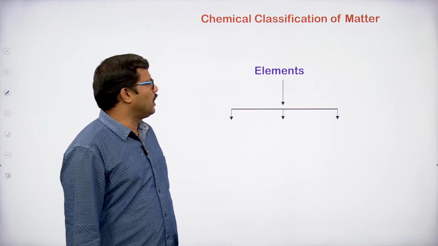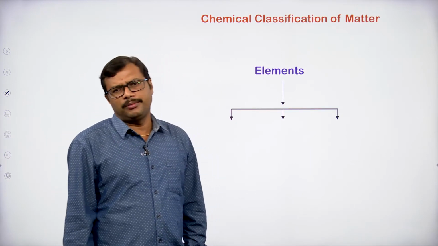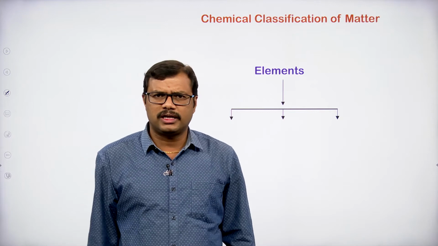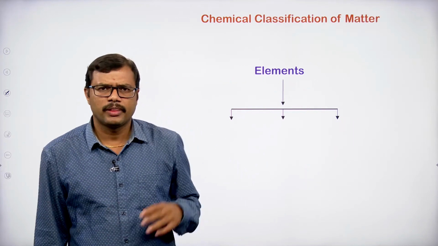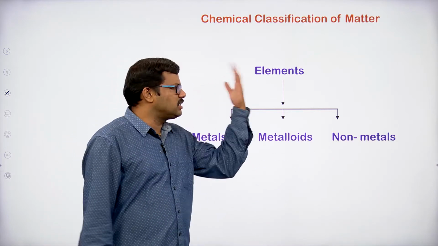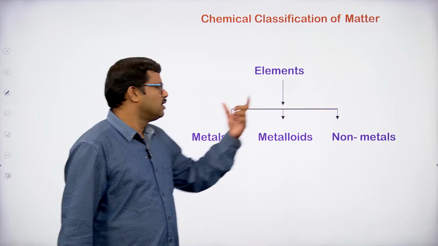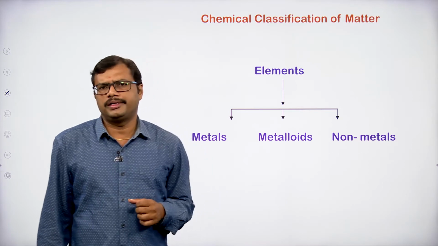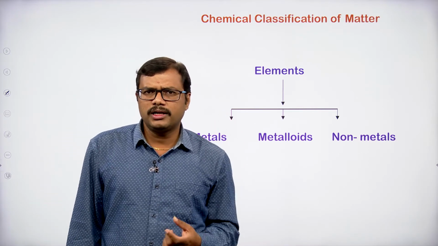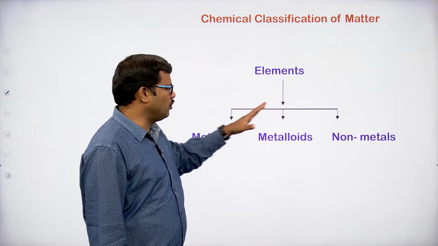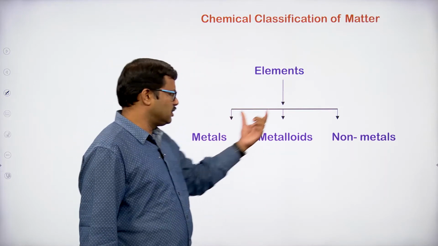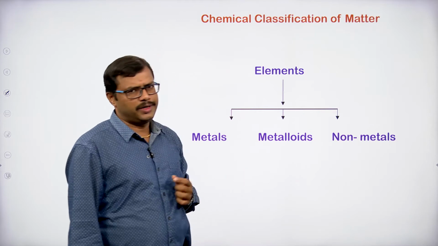Now let us look at the further classification of elements. Just now we have seen the classification as gaseous elements, liquid elements and solid elements. Now let us focus on the classification of elements as metals, non-metals and metalloids. So elements are further divided into 3 categories: metals, non-metals, metalloids.